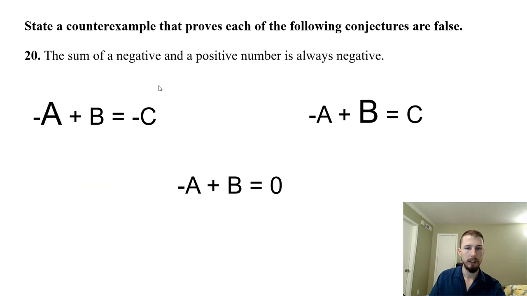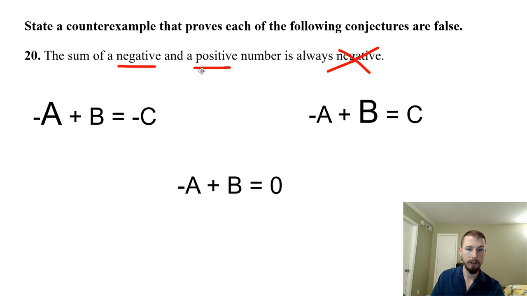Say the counterexample that proves each of the following conjectures are false. So all the following statements in this section are all going to be false. All you have to do is find an example that proves a statement false. So when we're doing that, we're finding a proposition that is true, but the conclusion is not true. So the sum of a negative and a positive number is always negative. So I need to get an example of a negative and a positive number that is not negative. Okay, so that's going to be how I prove a counterexample that proves this statement false.